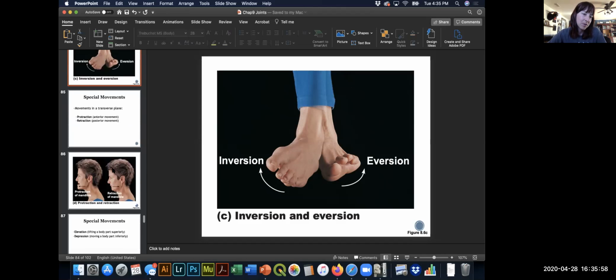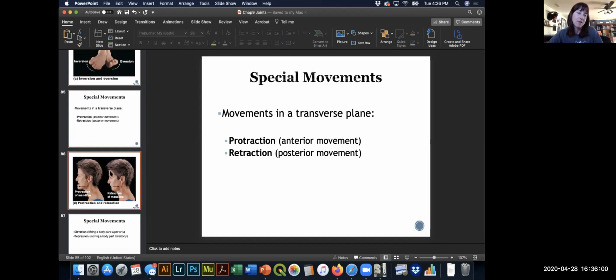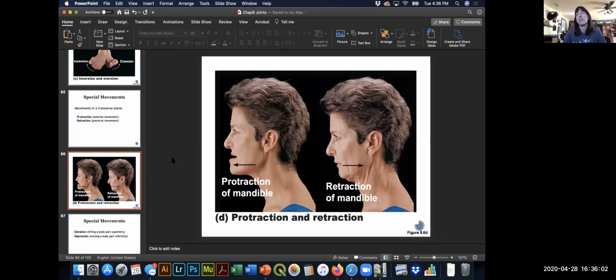What else? Protraction and retraction of the jaw. I keep trying to think of other things that you can protract and retract. Can you protract and retract your finger when you're poking somebody, maybe? I don't think so. Protract and retract your shoulders, possibly. Anyway, protraction is sticking it out, and retraction is pulling it back.